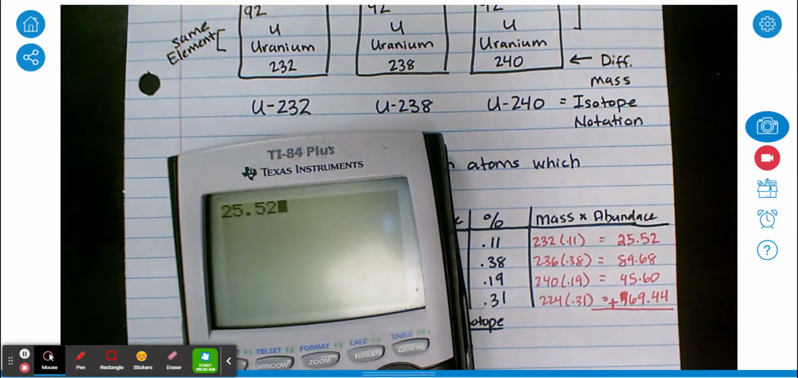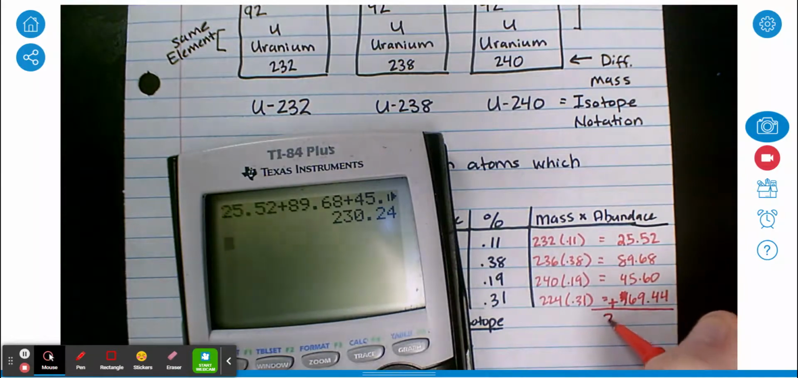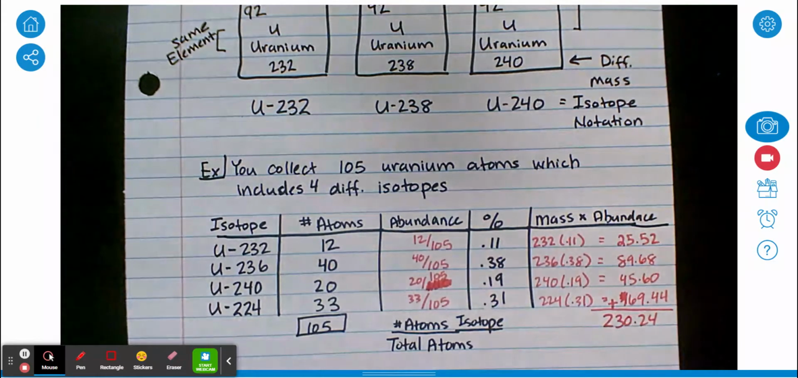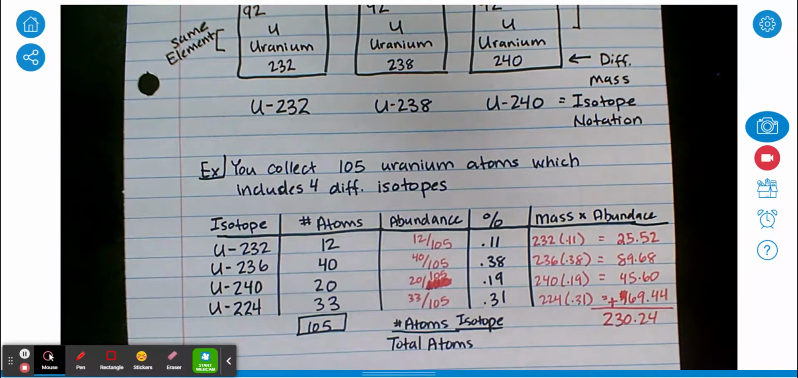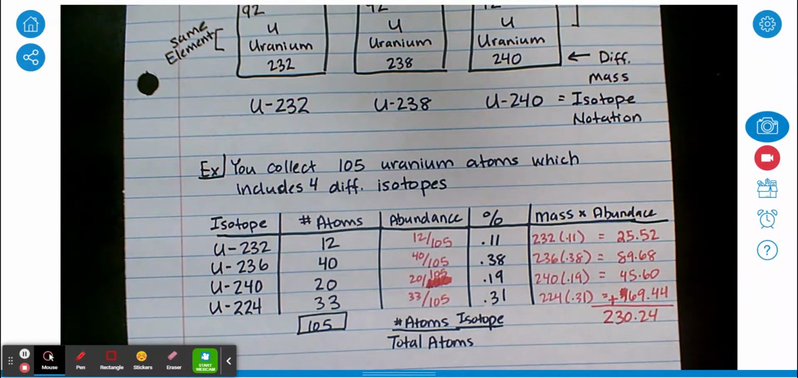So 25.52, 89.68, 45.6, and 69.44. It was some button pushing. So my total mass is 230.24. Now, it always makes sense to kind of double check. That is within range. I've got this really light one here that's going to pull my average down, but I've got 230, which is right around where most of my atoms are. I've got one lower than that. I've got a couple higher, but that is within my correct range.